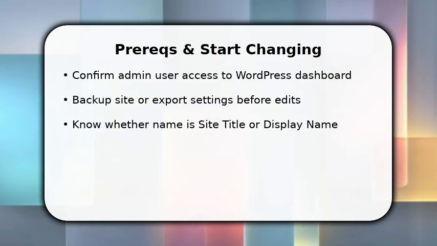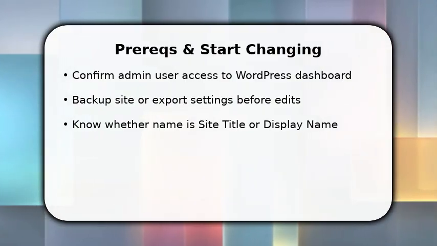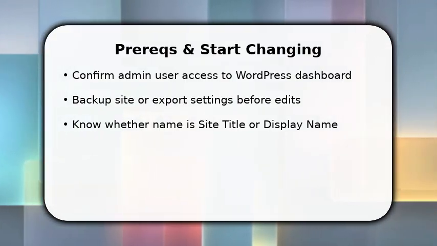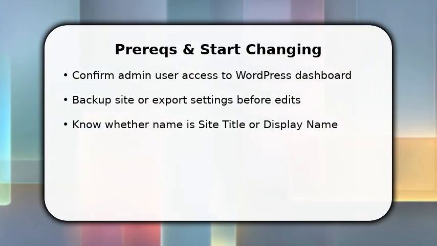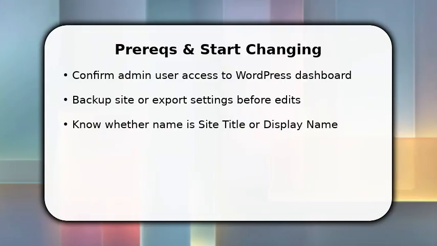You have admin access and a backup ready, so start in the dashboard. Go to Settings, right arrow General to change the site title and tagline. This affects header and meta. Once done, save changes at the bottom.